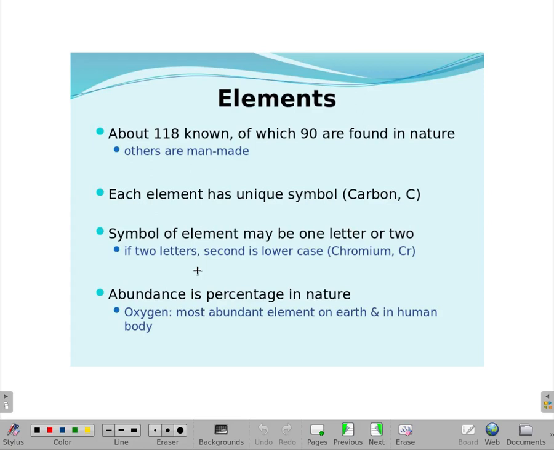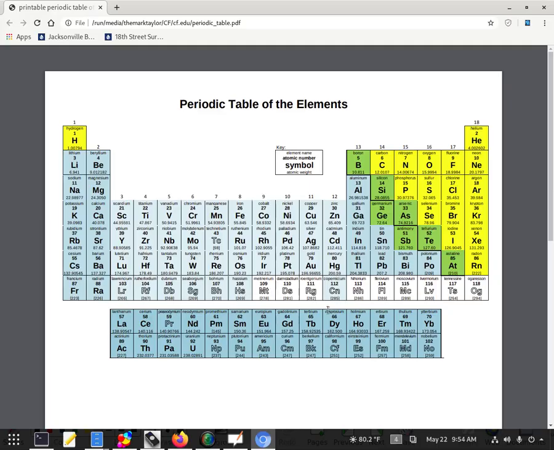All right. Of our elements, there are 118 known, 90 of which are found in nature, and to go along with today's lecture, I have our periodic table on Canvas for you. And this is showing our periodic table. So it has all 118 on here. This slightly thicker line is where these two rows would fit in.